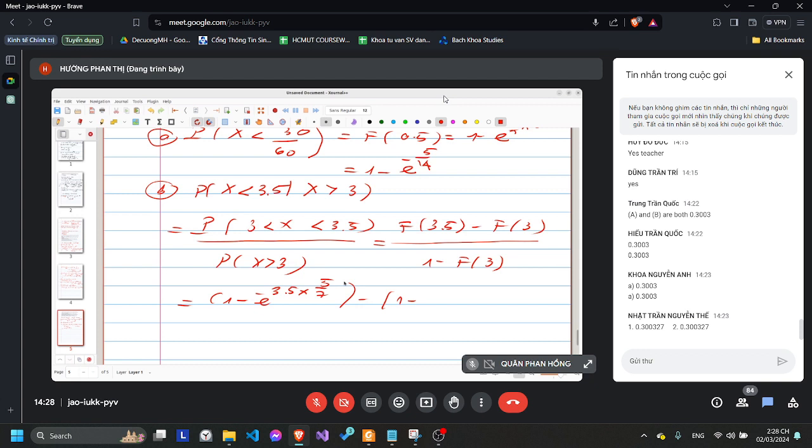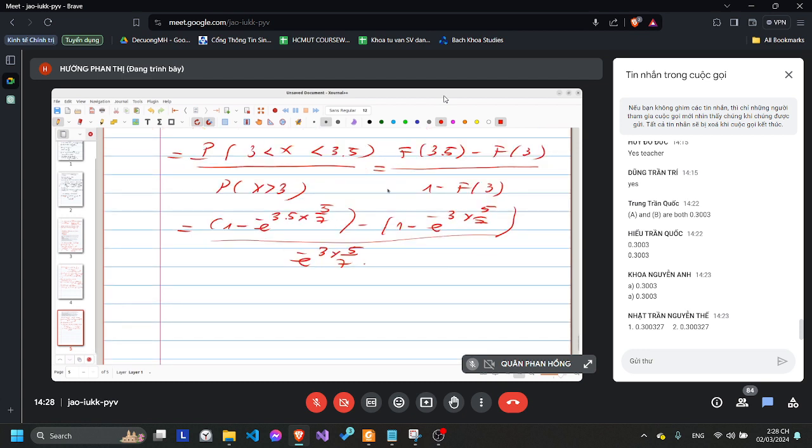Minus 1 minus e power minus 3 multiply 5 over 7. Over the denominator will be 1 and then minus 1. So we have only e power minus 3 multiply 5 over 7. Okay. Now simplify these solutions. 1 minus 1, we have 0. Minus and minus, so we have plus. So we reduce this term and this term, we have 1.